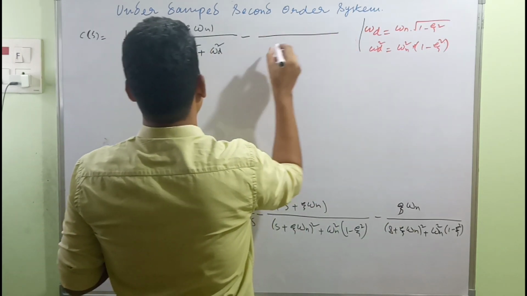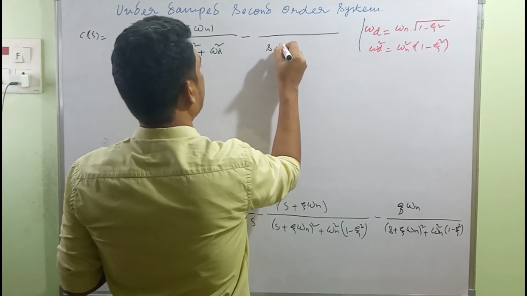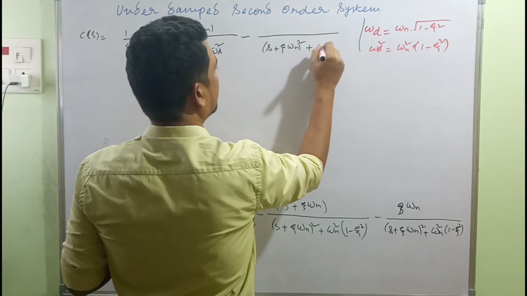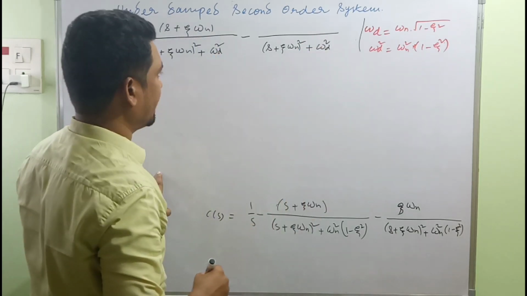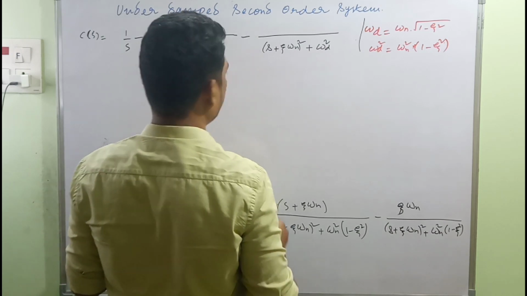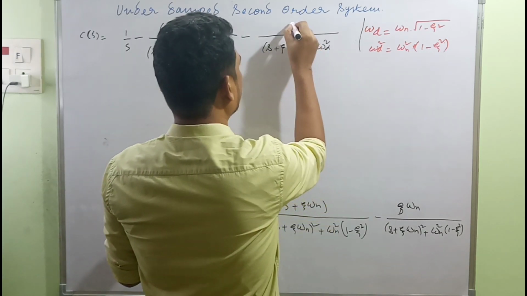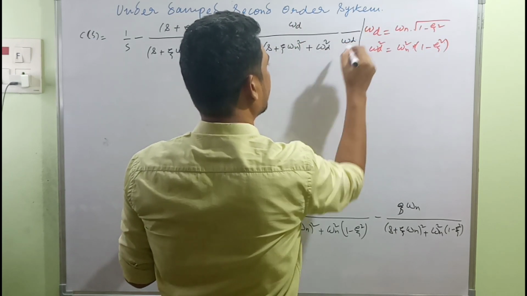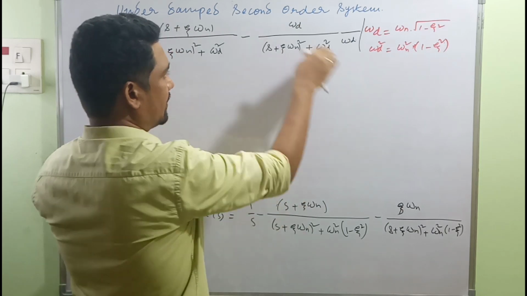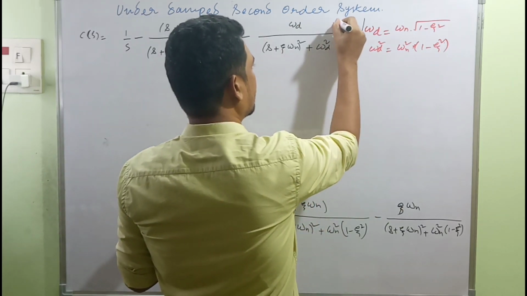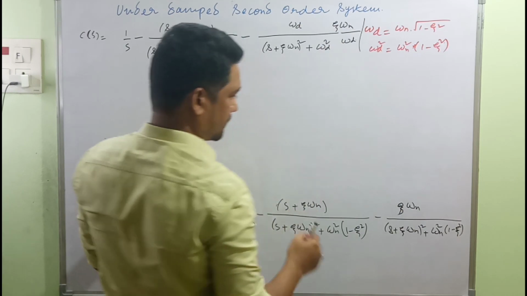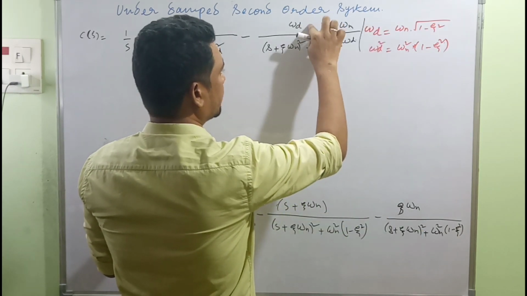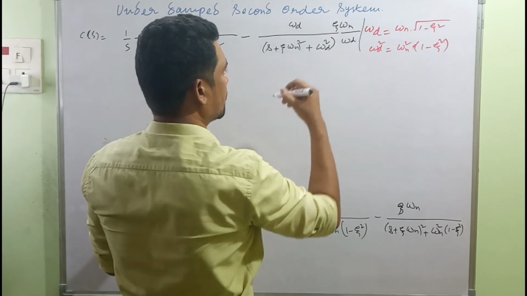So that will be (s plus zeta omega n) whole square plus omega d square. It's as it is. Will there be any problem if you write this like omega d upon omega d? No, because that gets cancelled, and writing that zeta omega n as it is. Here this has come as it is. I've just multiplied the numerator and denominator with omega d.